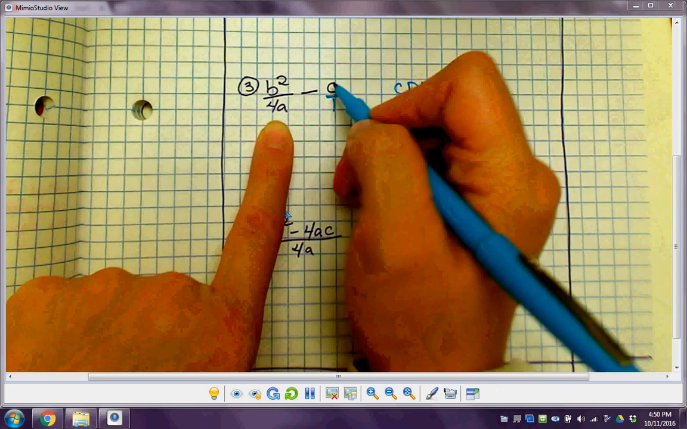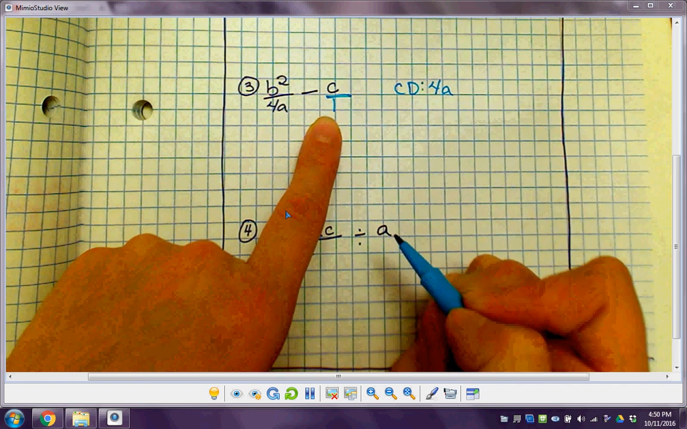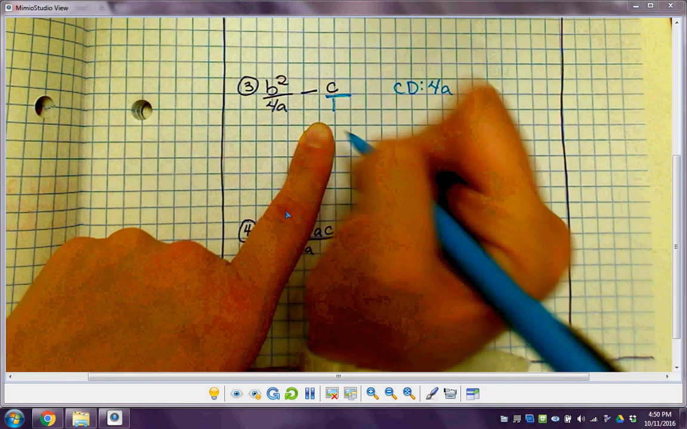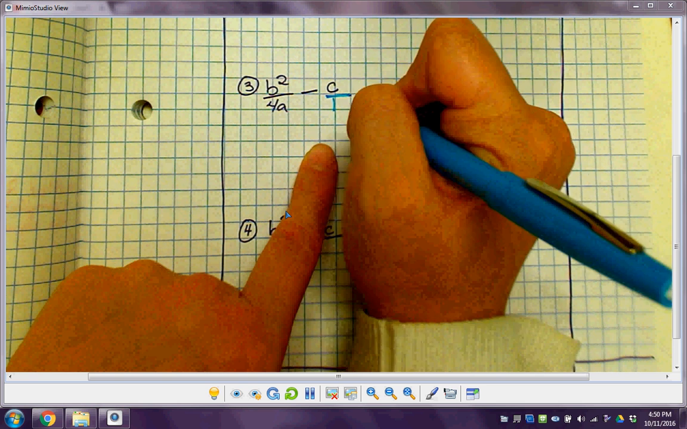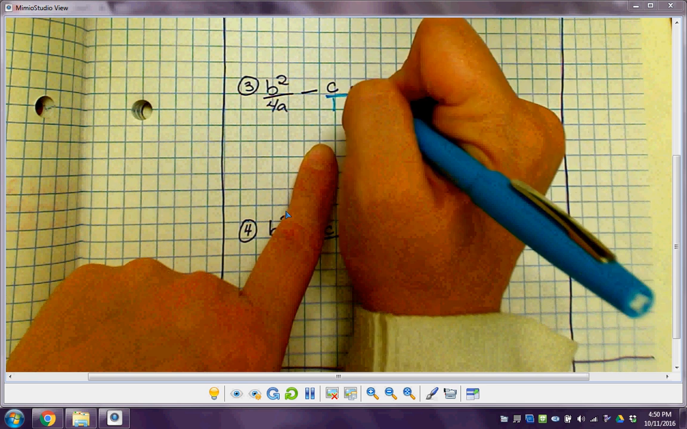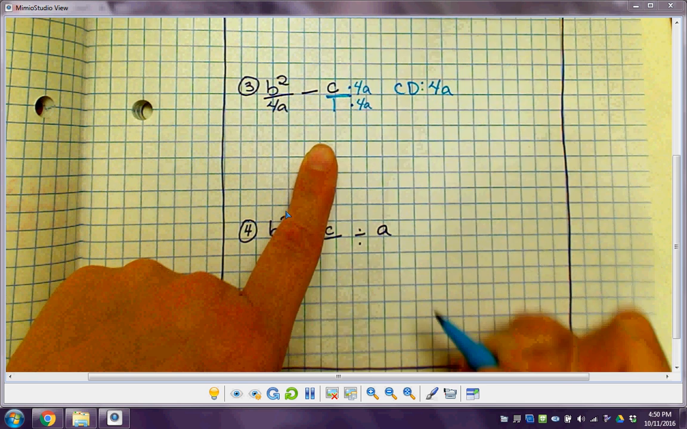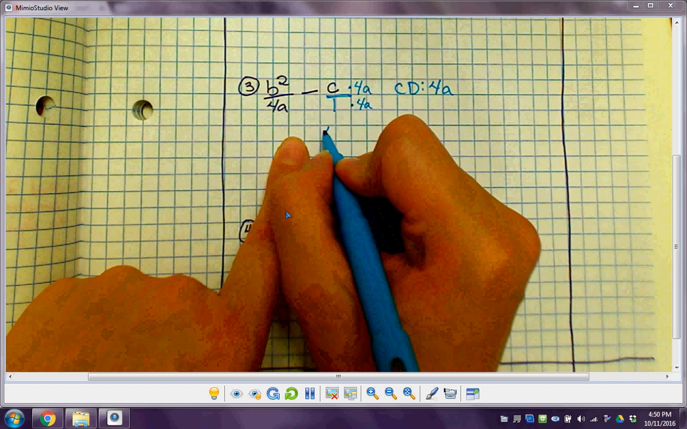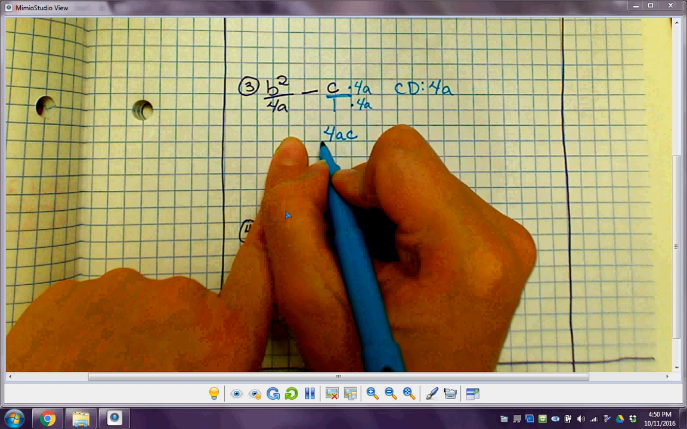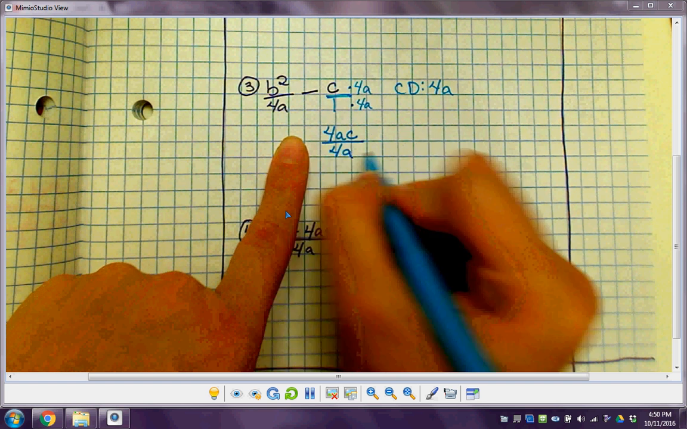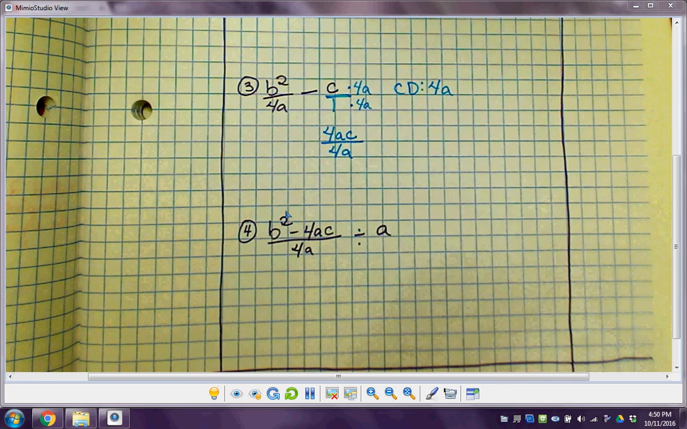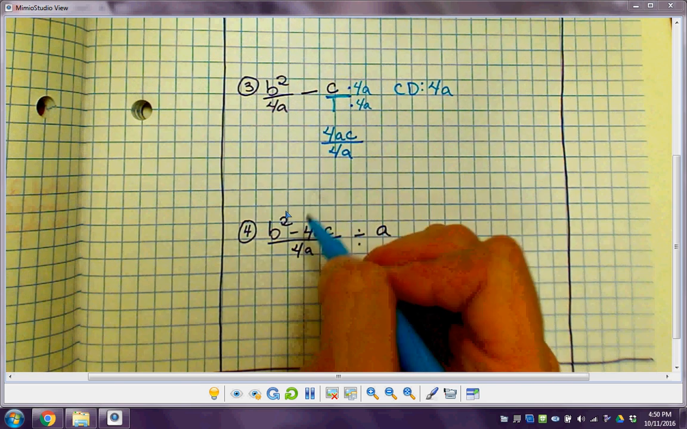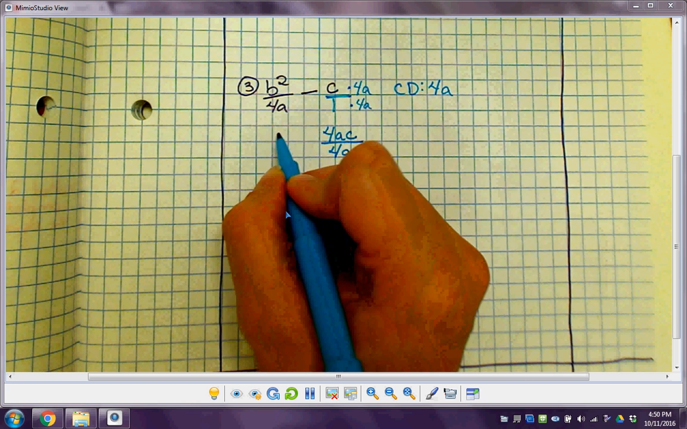So how do I get this fraction to have a denominator of 4a? Well, in this case, it's pretty easy, because right now all it has is 1 in the denominator. So I'm going to multiply top and bottom times 4a. So this fraction is now going to be 4ac over 4a. This fraction already had that common denominator of 4a, so it's just going to stay the same.